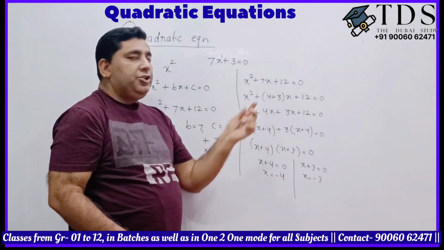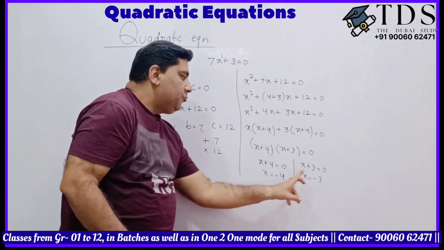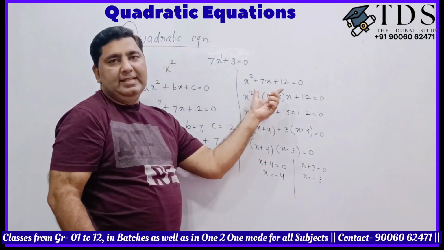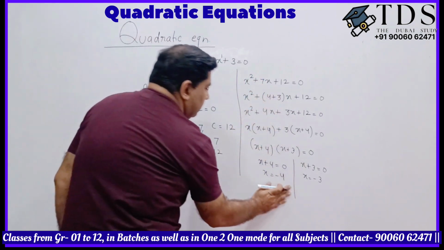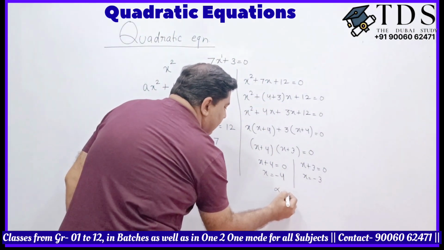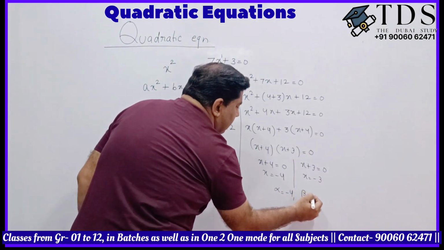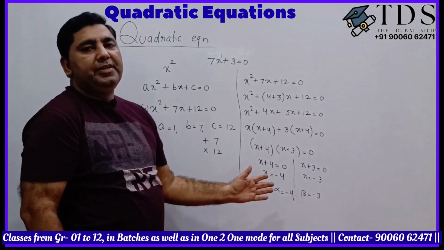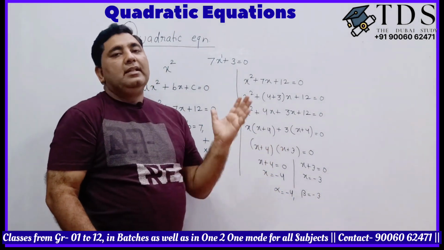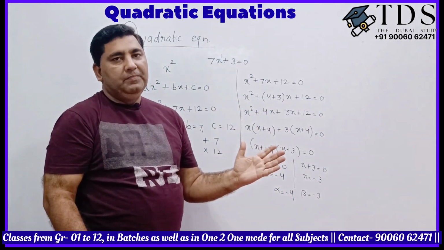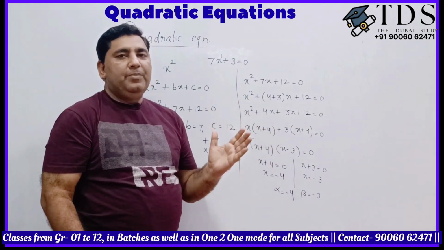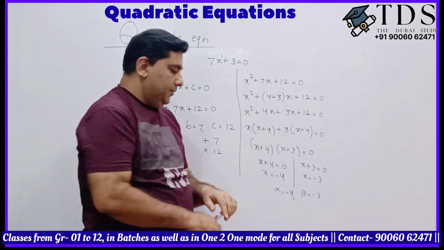Every quadratic equation has two roots. Minus 4 and minus 3 are the solutions in this case. You can take alpha equals to minus 4 and beta equals to minus 3. This method is called the factorization method. Now we take another example for factorization method.